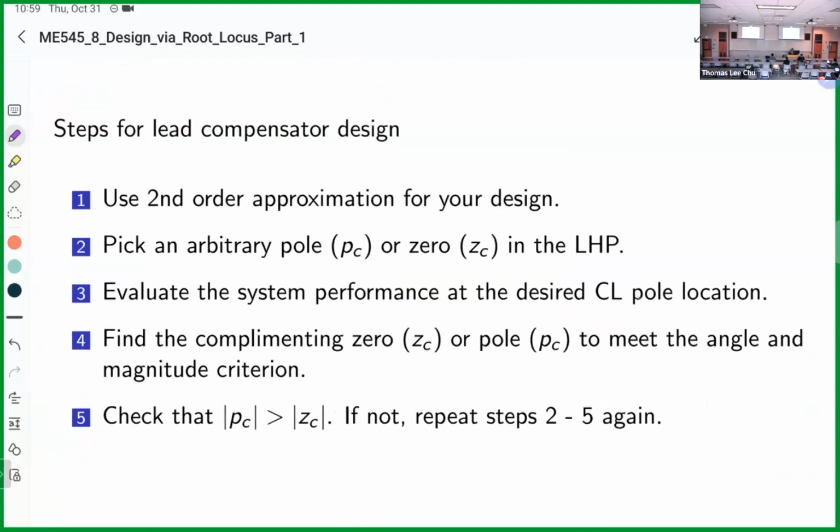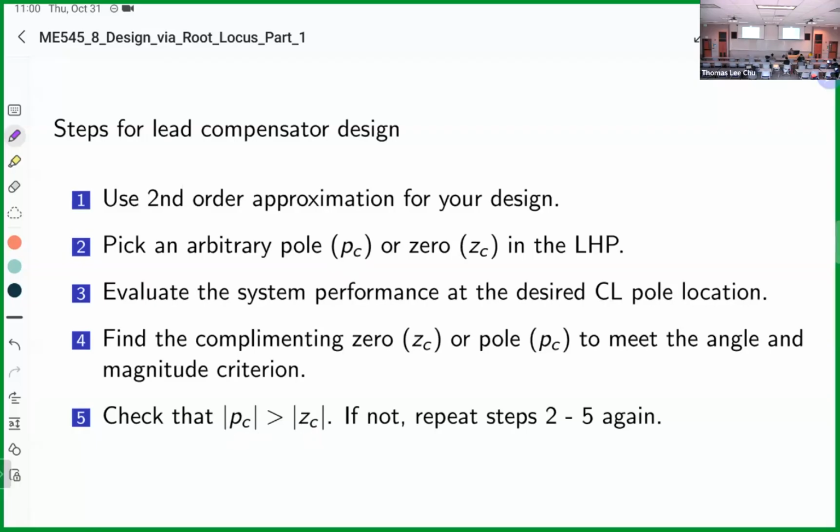Then, based off of that new desired closed loop pole location, we find the complementing zero or pole to meet the angle and magnitude criteria. So basically, we arbitrarily put a pole down, and then afterwards, we calculate the angle for the unknown zero location. And then from there, we place our zero there. Our root locus will pass through the closed loop pole location. However, if your pole is greater than your zero here, that's a lag compensator, which we don't want. So if that doesn't work, then we have to repeat steps 2 through 5 again.